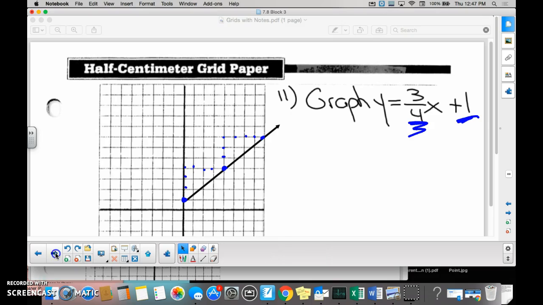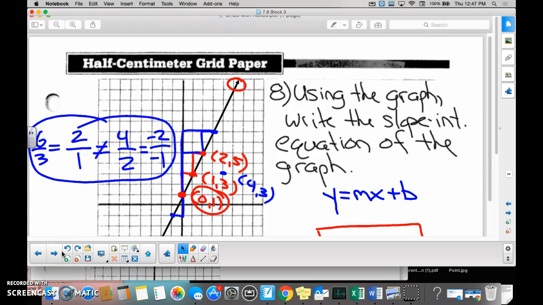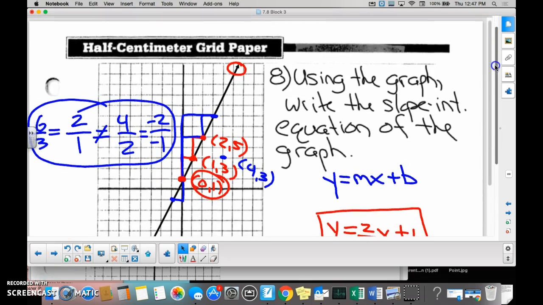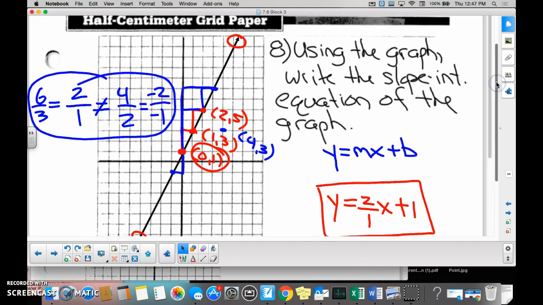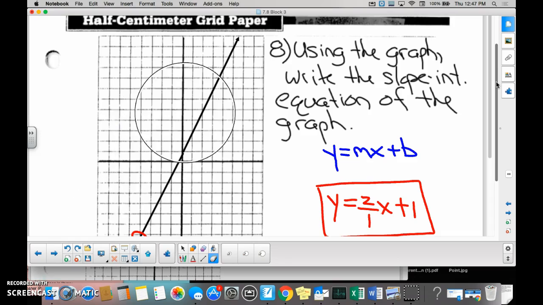Okay. Let's find one that we're not graphing. This one. Okay, so we gave you the graph. See if I can erase some of this stuff. We gave you this graph. What's the first thing we're going to find? Somebody tell me what's the first thing you're going to find, Mary? B. And what is B?